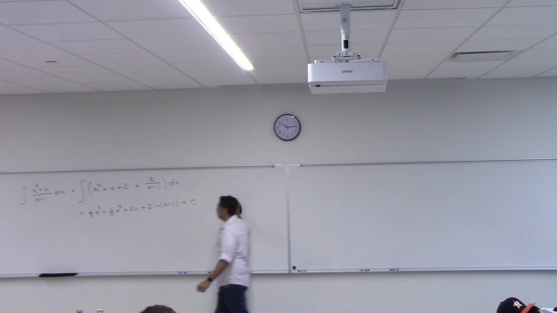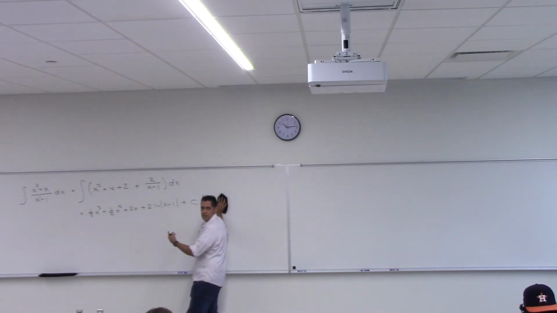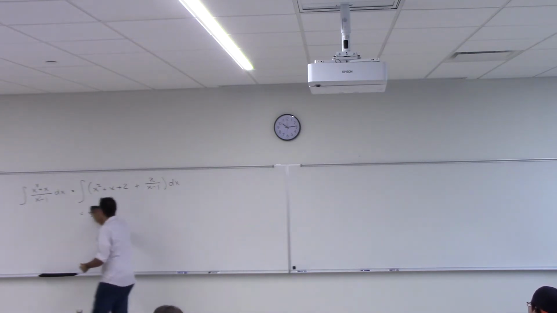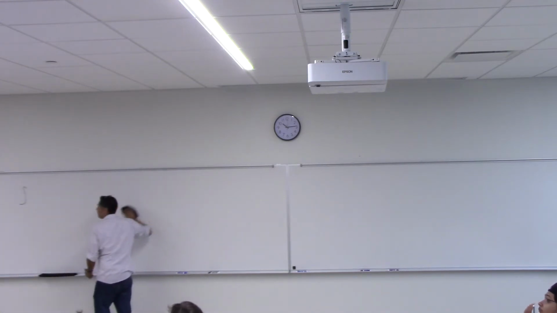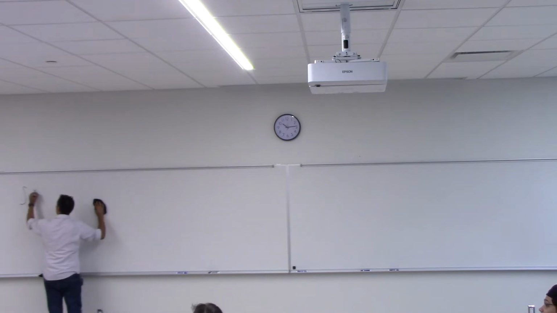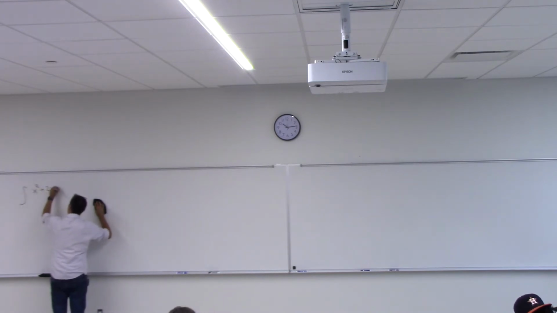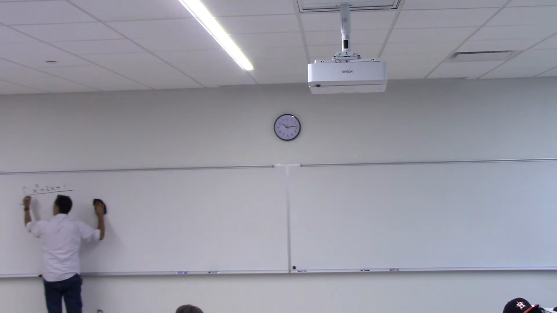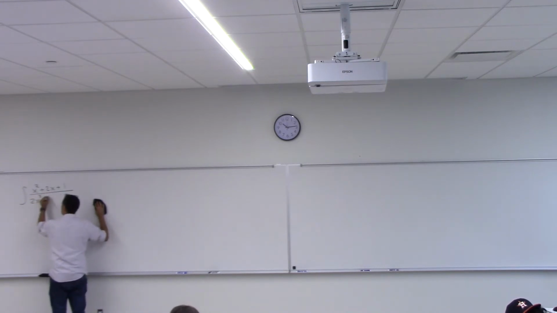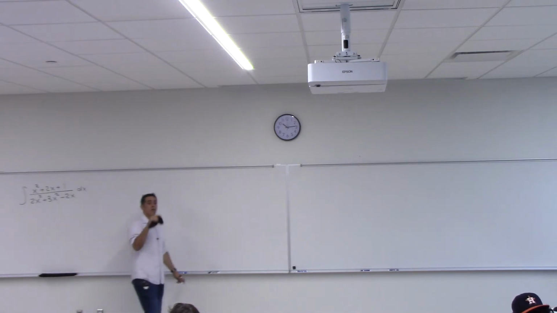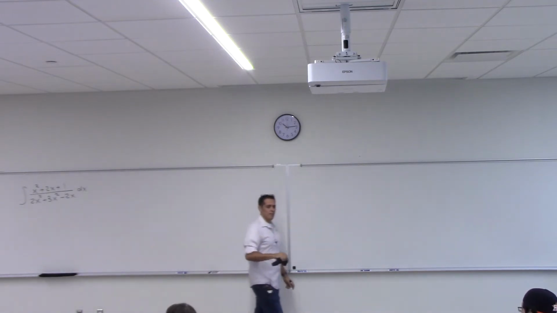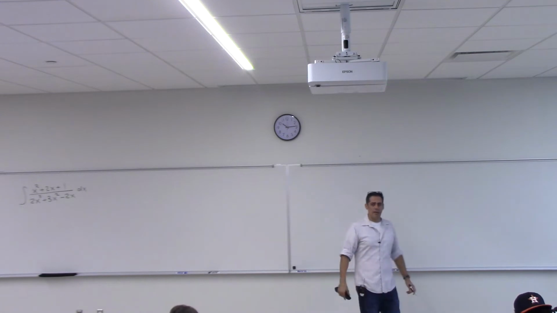All right. Can I erase? Anyone need it? Do we need long division on this problem? No. Why not? Yeah, the degree on the top is smaller than the degree on the bottom. You only do long division if the degree on the top is greater than or equal to the degree on the bottom. Greater than or equal. Then you need long division.